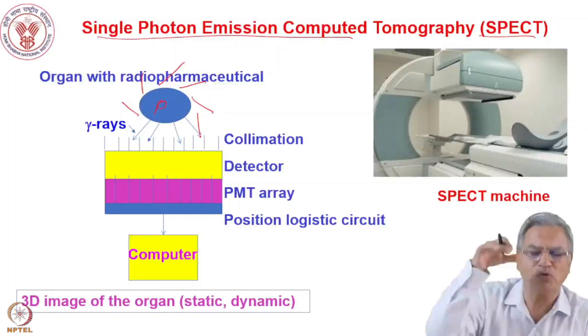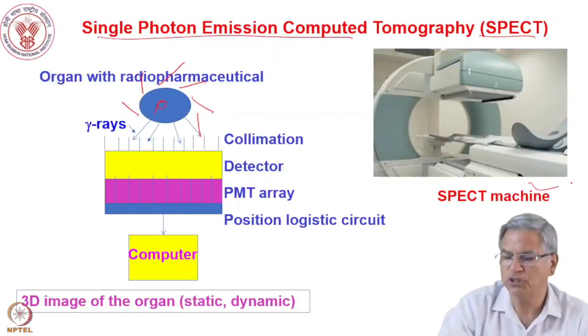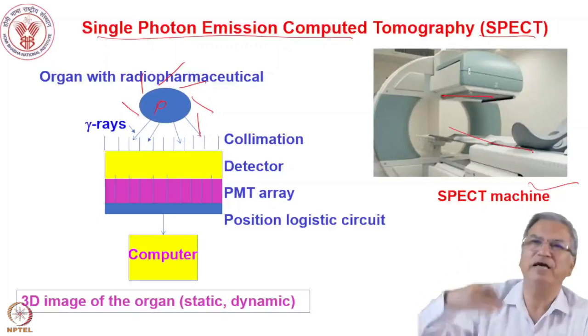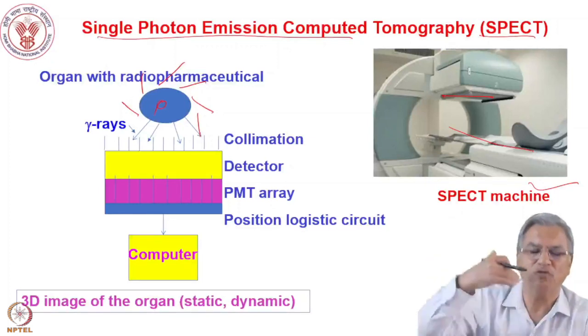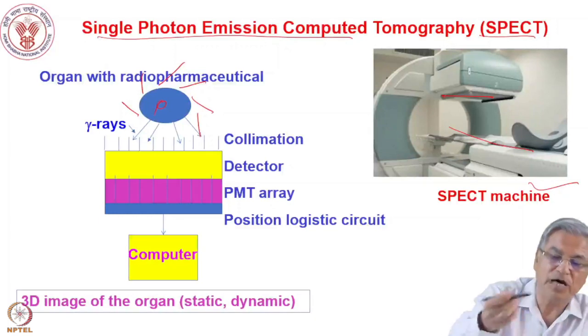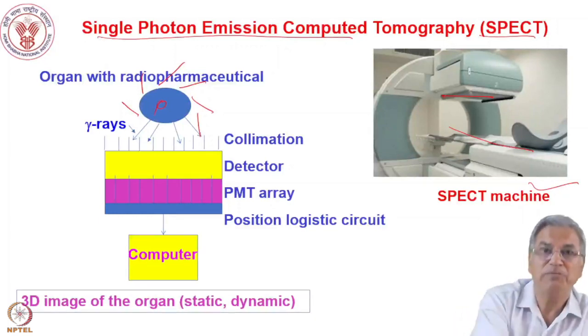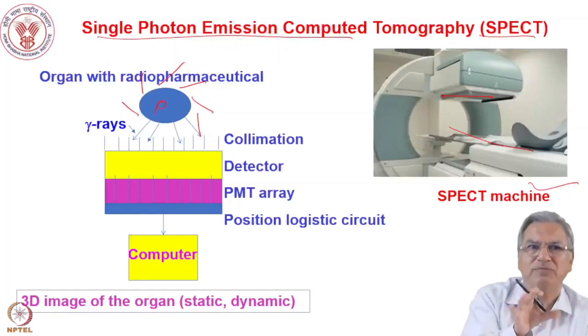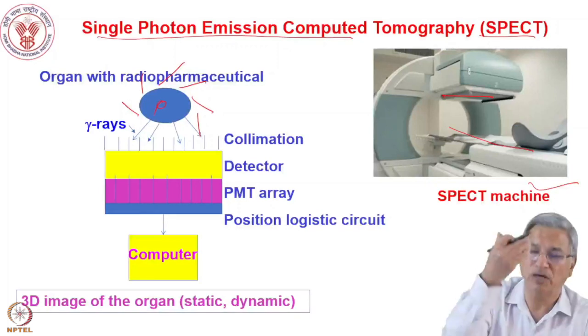So from outside, this is the machine for SPECT. This is the camera. The patient is made to lie on this, and the camera will detect the gamma ray coming out from the organ. Now the radioisotopes are emitting gamma rays in all directions, but you have detectors only on one side, and you want to take the spatial image. So as a function of space, how the organ is distributed, that means how the activity is distributed in the organ.